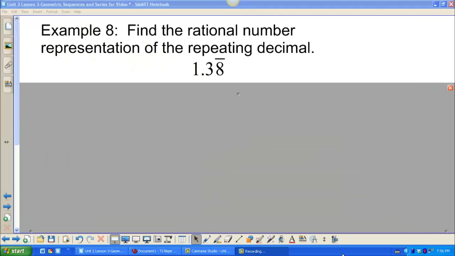And here we are at example 8, nerd alert, I think this is a pretty cool problem. We're going to find the rational number representation of the repeating decimal. So a lot of you are familiar that 0.33333 repeating is 1/3, or 0.6666666 repeating is 2/3, or that 0.1111111 is 1/9. But what about 1.38 repeating? That's not a common repeating decimal, and I think this is a really cool way using a series to figure out what that repeating decimal is.